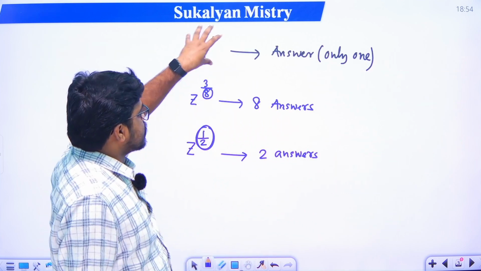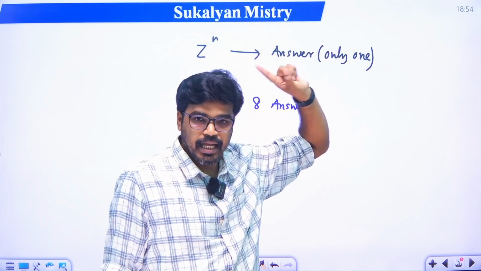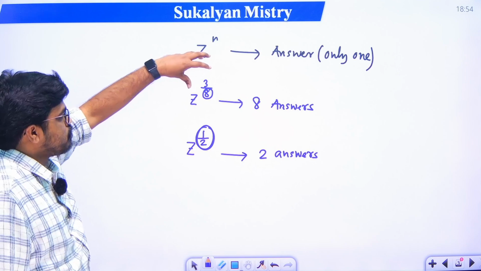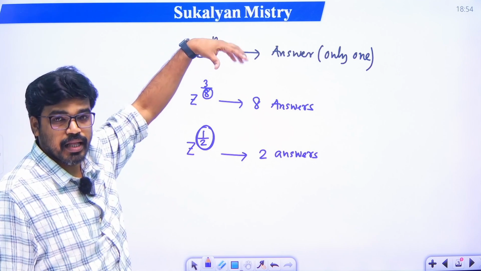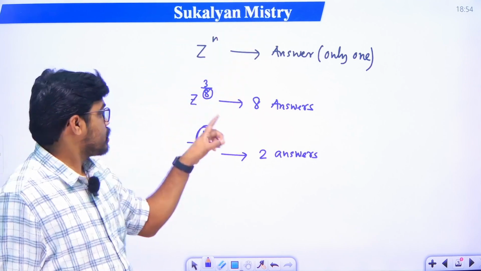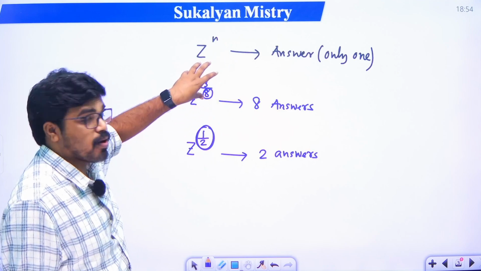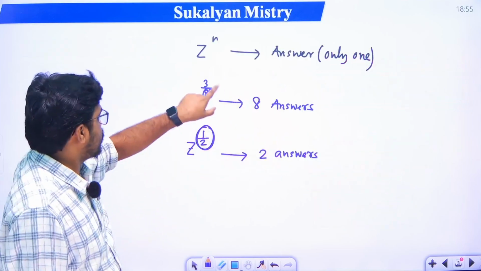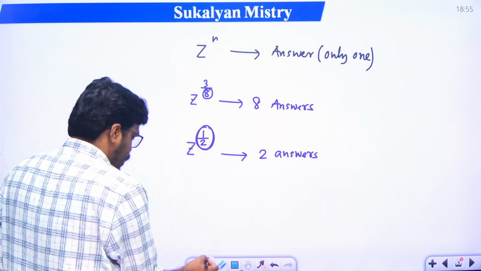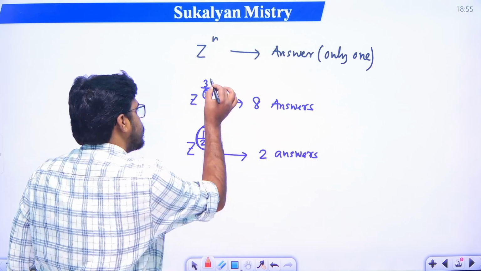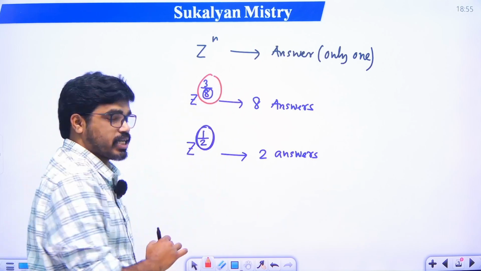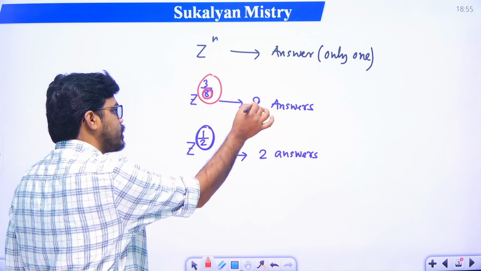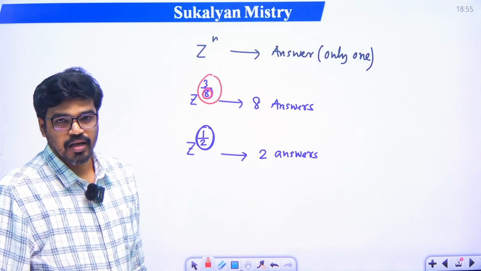So if it is an integer, I get only one answer. But if the power is a fraction, that is, if n is a fraction, p by q, you get as many answers as the denominator.